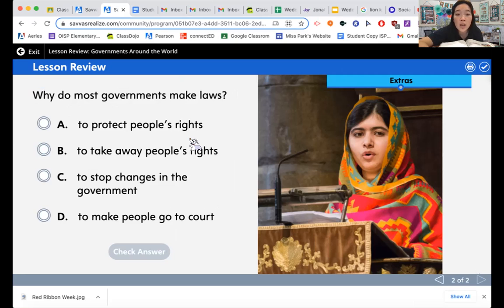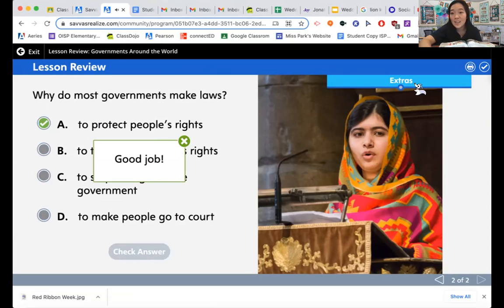Why do most governments make laws? To protect people's rights, to take away their rights, to stop changes, to make people go to court. Now, we answered this on page 87. Underline reasons countries make laws. Well, it's actually on page 86 where we highlighted it. Countries make laws for safety, and they make laws to protect rights and properties. So why do governments make laws? To protect people's rights. And then that's it.